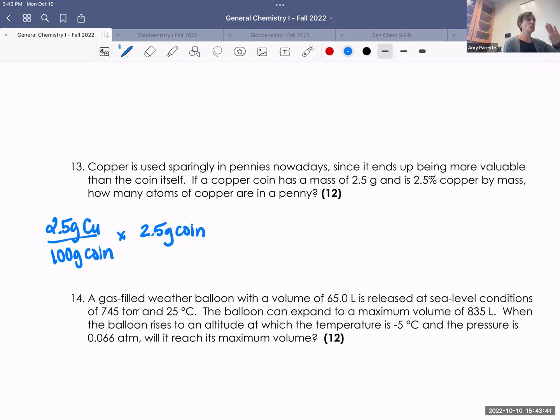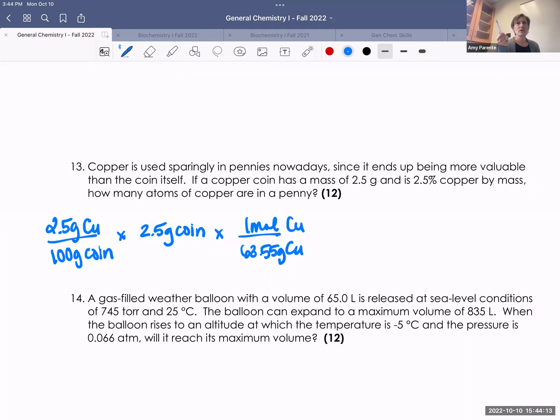Sometimes students with unit conversion are worried about flipping something upside down, but their unit conversion values are ones. You can look at them in any way you want. So if I did this math right now, this is going to tell me how many grams of copper are in that coin. Does that make sense? And then once I know how many grams of copper are in that coin, I can use my molecular weight of copper to figure out how many moles of copper I have.